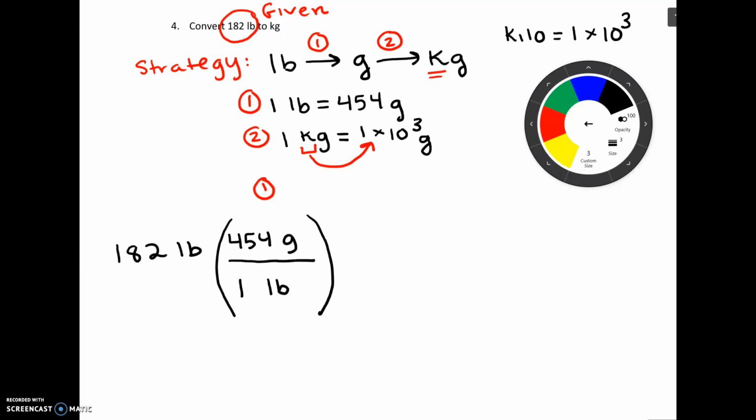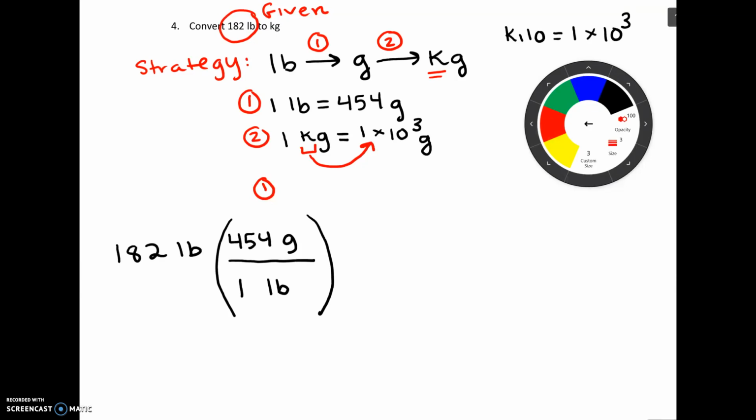Now I'm rewriting this equivalence like a fraction because I know that those two quantities are exactly the same. 454 grams is exactly the same weight as 1 pound. If you've got two quantities that are equal to one another and I divide them, it's the same as the number 1. Essentially, I'm just multiplying by the number 1. It would be the same as multiplying by 5 divided by 5, which would be equal to 1.